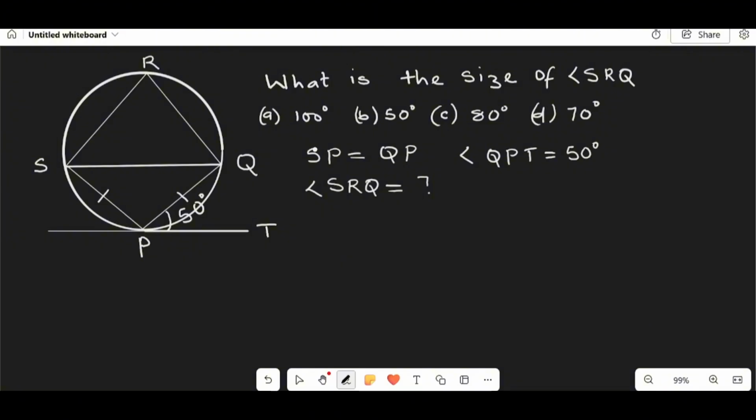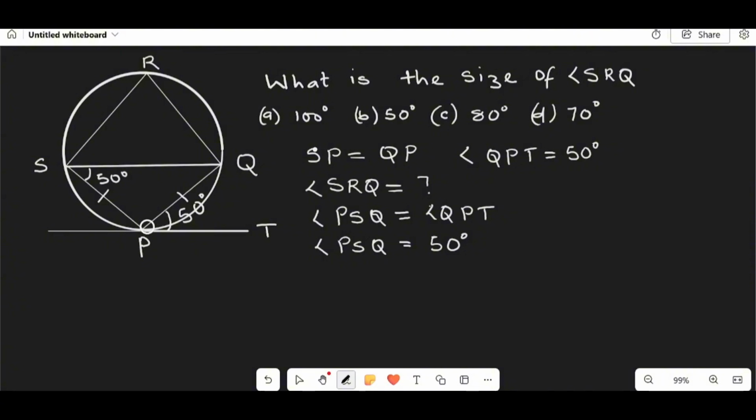So angle PSQ equals angle QPT. Angle PSQ equals 50 degrees. Our angle QPT is 50 degrees. So this point is 50 degrees.